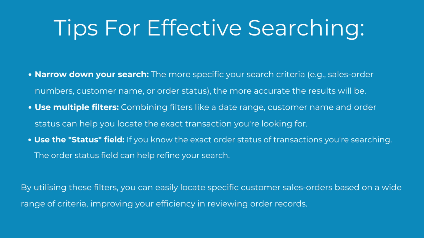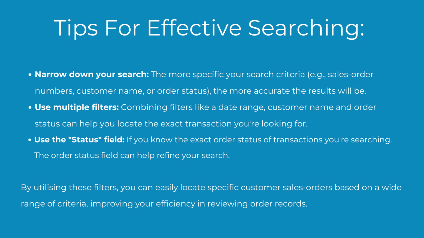For narrowing down your search, the more specific your search criteria, for example, sales order numbers, customer name, or order status, the more accurate the results will be. Use multiple filters, such as combining a date range, customer name, and order status, to help you locate the exact transaction you're looking for. Use the status field if you know the exact order status of the transactions you're searching. The order status field can help refine your search.